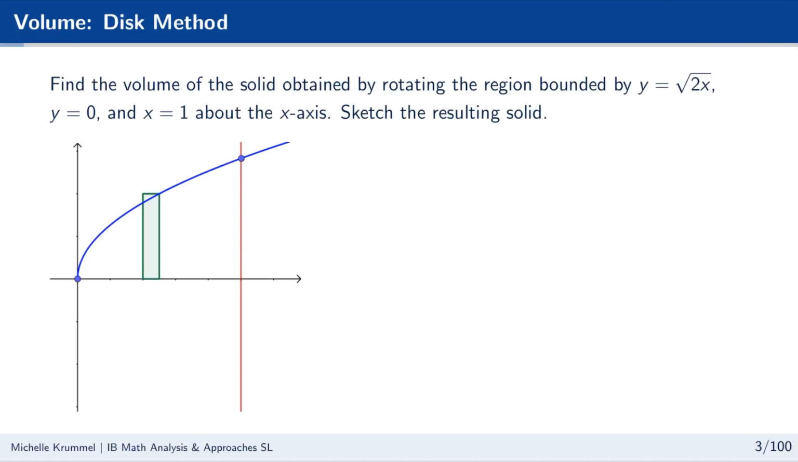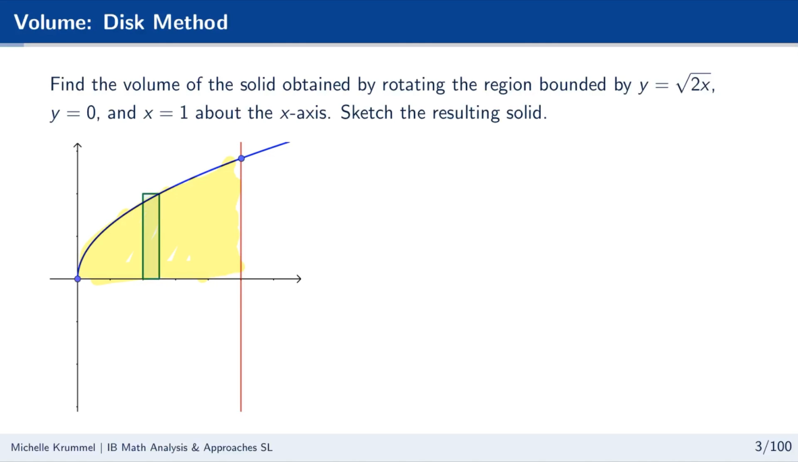Find the volume of the solid obtained by rotating the region bounded by y equals the square root of 2x, so that's the blue curve that we're seeing here, y equals 0, that's the x-axis, and x equals 1, that vertical red line that we're seeing there. So the region that we're looking at is this region right here. We're going to rotate that region around the x-axis and find the resulting volume.